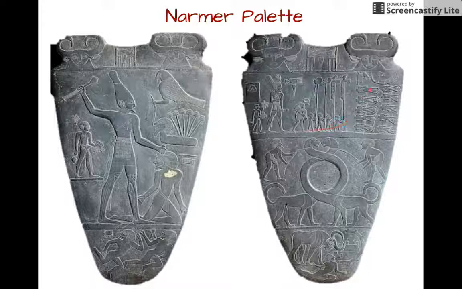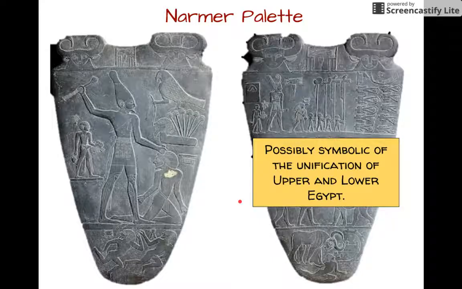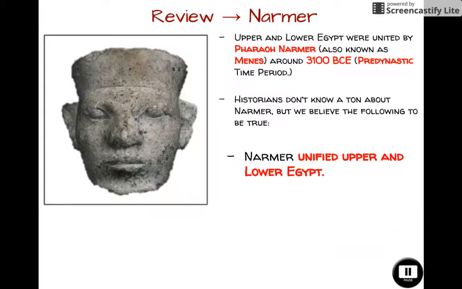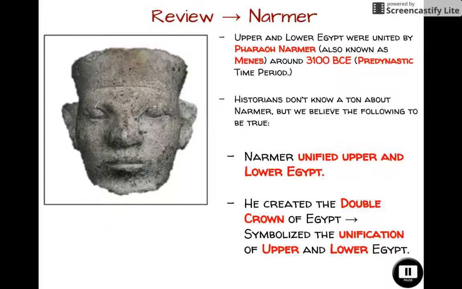And again, if you look here, you see the heads of these soldiers between their feet. And then down here, we saw kind of a very vague scene. And we said that possibly could be symbolic of the unification of Upper and Lower Egypt. We also said that he is responsible for creating the double crown of Egypt. Again, this signifies his authority over Upper and Lower Egypt.